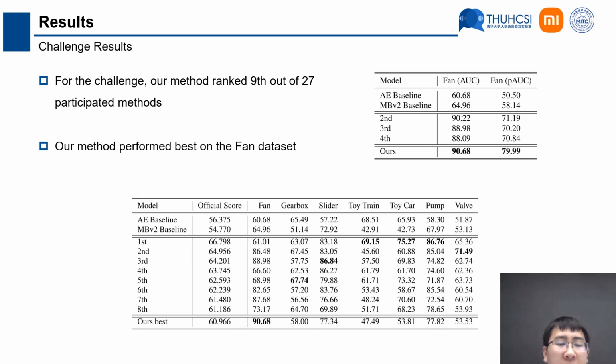It is worth mentioning that the table on the right shows that our method performed best on the fan dataset, especially from the perspective of the partial AUC metric, leading by a large margin of around 9% compared to the second result. We believe that this is mainly due to the median filter applied on the log-mel spectrogram along the time axis, since it can erase short-term noise and improve the generalization ability of the model.